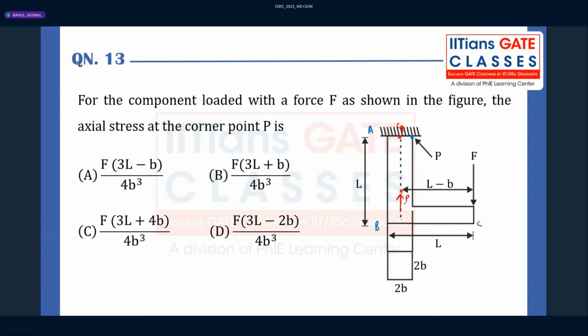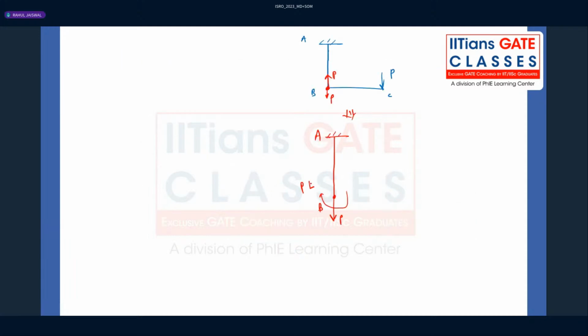So I need to introduce two loads. This P is exactly equal to F only. So let me write F into L minus B will create the bending moment here. The load is F, so everything will be F. So this is the moment which we have transferred, and because of transferring the load, the moment is coming here in AB.